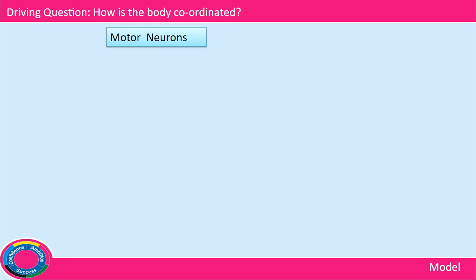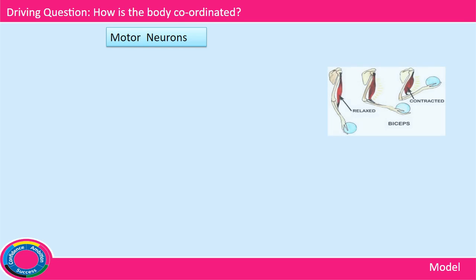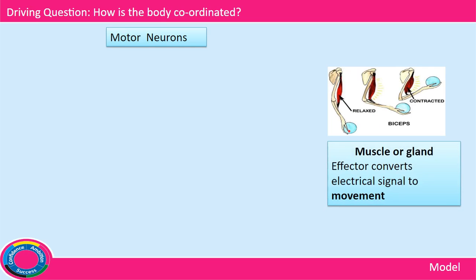You also have motor neurons. And as you can see here, you've got a muscle that is going to contract or relax, and the motor neurons deal with a muscle or gland. Today we're going to be focusing more on the muscle. In the upcoming lesson, we'll focus more on the gland. So these are known as effectors.